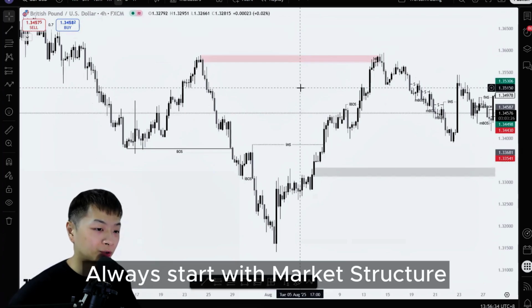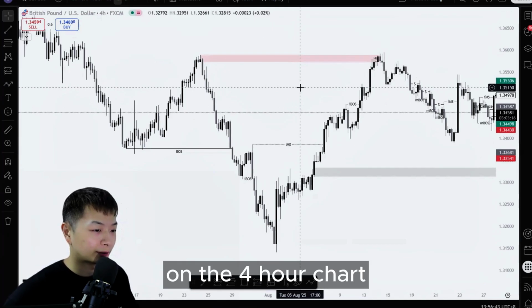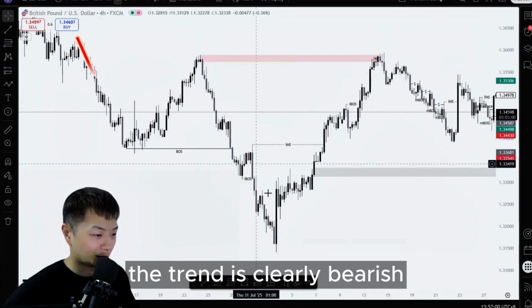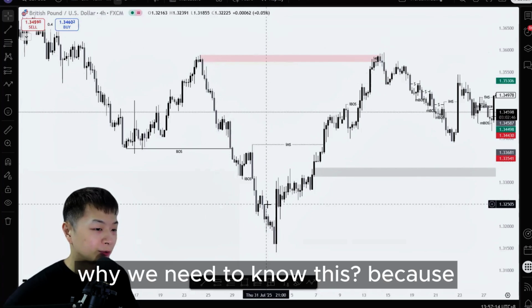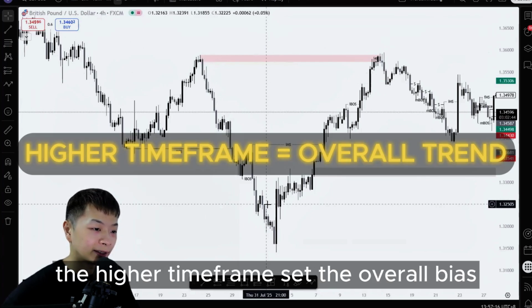Always start with market structure. On the 4-hour chart, the trend is clearly bearish after creating bearish break of structure. Why do we need to know this? Because the higher time frame sets the overall bias.